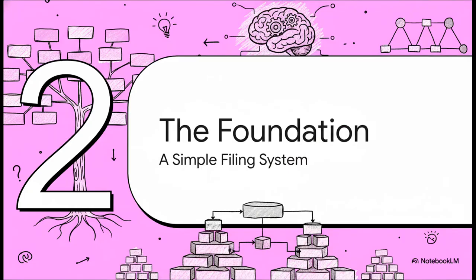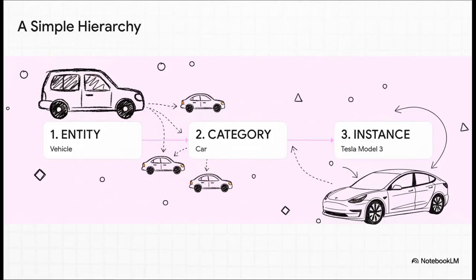So to really wrap our heads around this, let's start with the most basic kind of ontology, one that you're probably already using every day, even if you don't call it that. Yeah, we can call this the hierarchical model. It's basically just a classification system. You start with something super broad, like vehicle. Then you narrow it down to a category, like car, and then you get to a specific instance, like a Tesla Model 3. See? It's neat, it's organized, and everything has its own little spot in a clear top-down hierarchy.